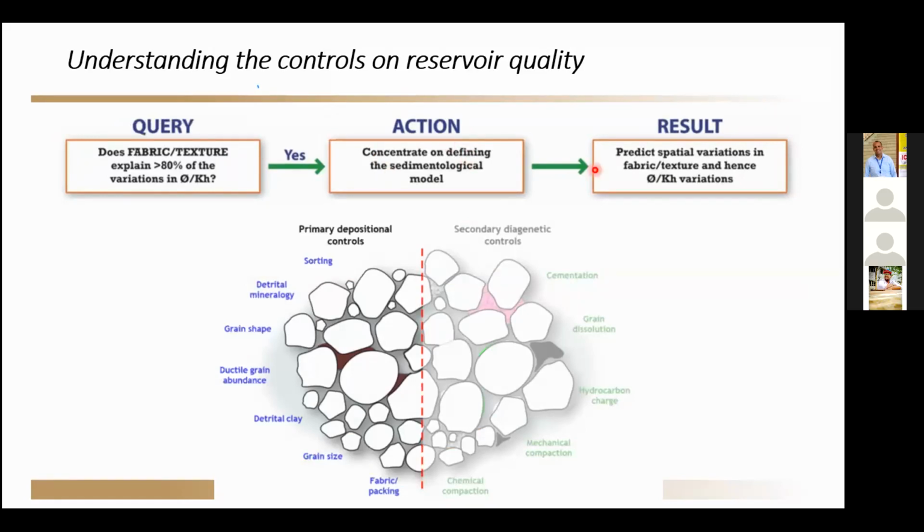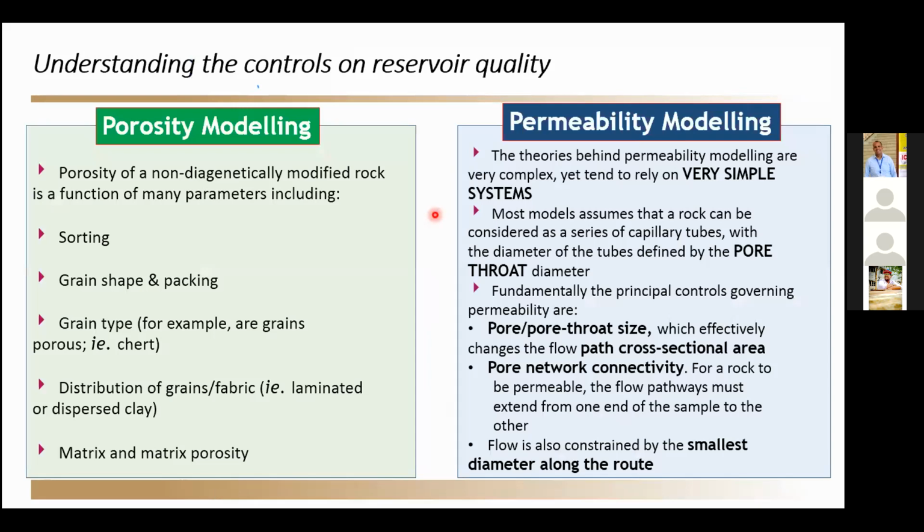This will let me make an optimized prediction of the variation of the depositional environment, of the net to gross, of the sand distribution geometry, and also a prediction or spatial variation for porosity and permeability. These are the actual depositional factors controlling porosity and permeability, making the porosity model. The porosity is controlled mainly by sorting, the grain shape, the grain type, the distribution of grains, and the matrix. This is known as textural and compositional maturity. By addressing these factors, I can make an optimized model for my porosity. This is undiagenetic; these are depositional factors controlling the porosity.